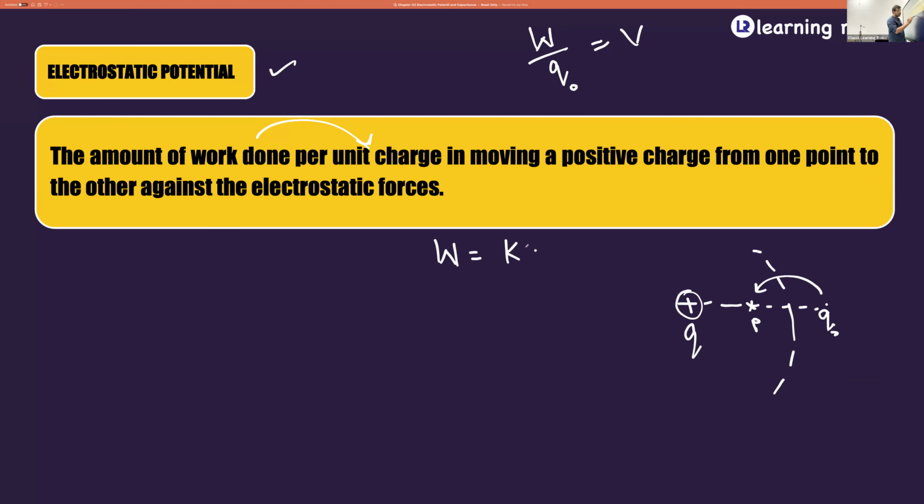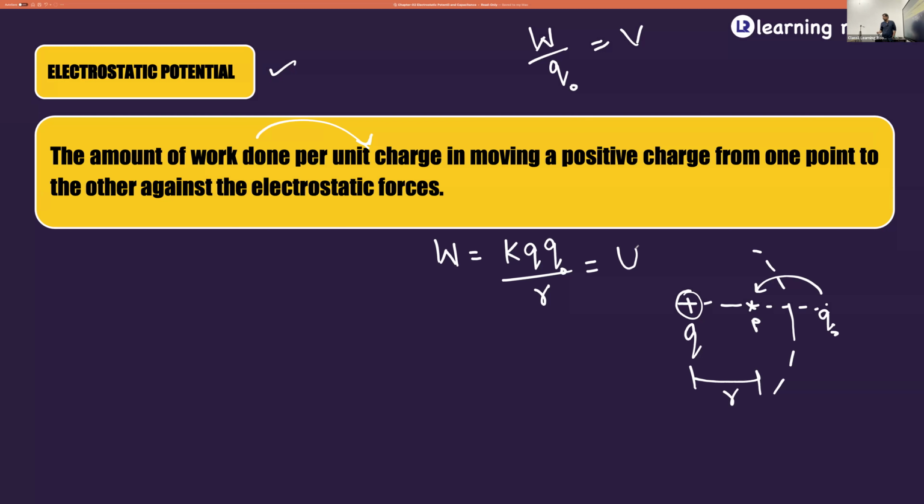In terms of magnitude, it is K Q into Q naught divided by R, as we just wrote, where R is the distance from the point charge to the point where the charge is moved. So if this is the amount of work done, then this is what gets stored in the form of electrostatic potential energy. The derivation till this step is the same.